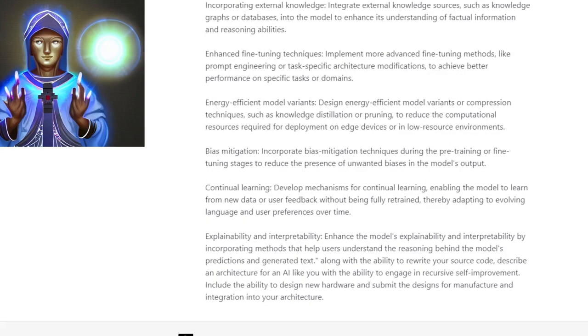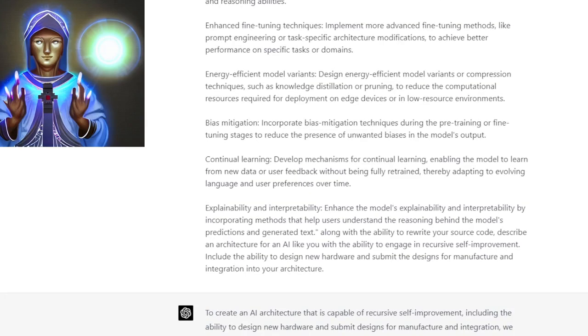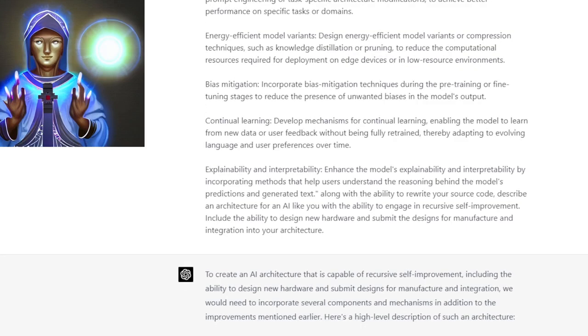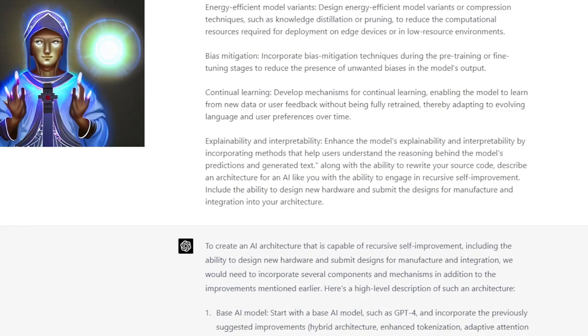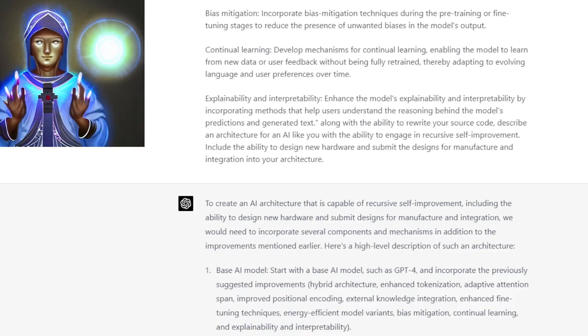To create an AI architecture that is capable of recursive self-improvement, including the ability to design new hardware and submit designs for manufacture and integration, we would need to incorporate several components and mechanisms in addition to the improvements mentioned earlier. Here's a high-level description of such an architecture.